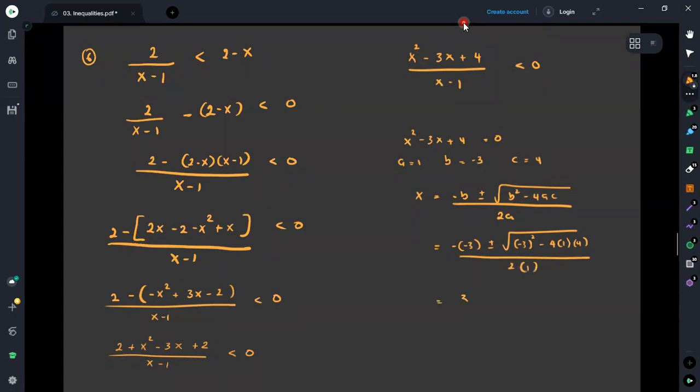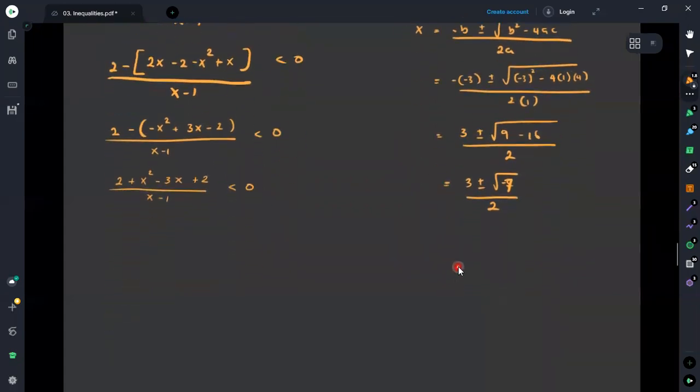Then we'll get 3 plus or minus the square root of 9 minus 16, divided by 2. That is 3 plus or minus the square root of minus 7, divided by 2. This suggests that x does not have any real solutions.